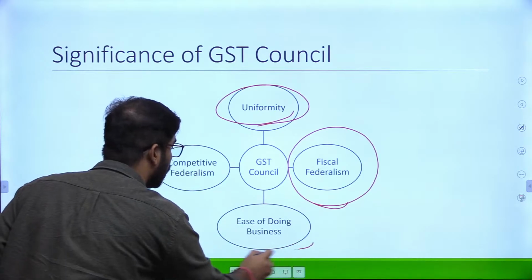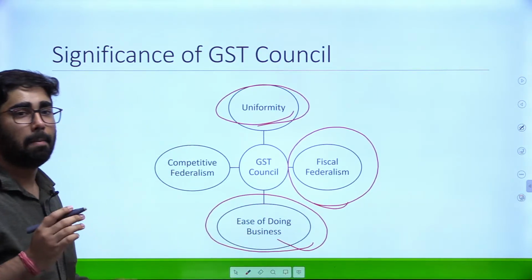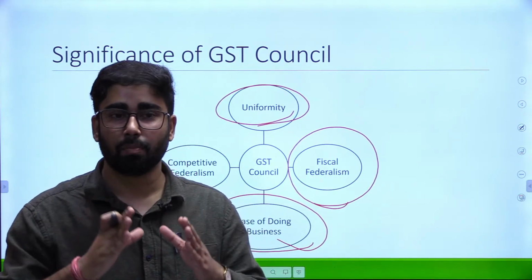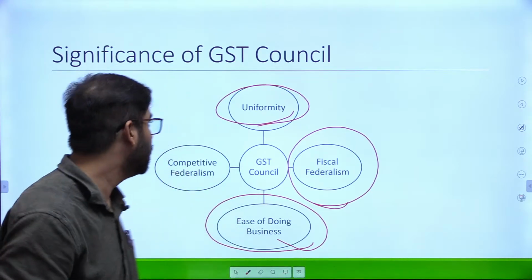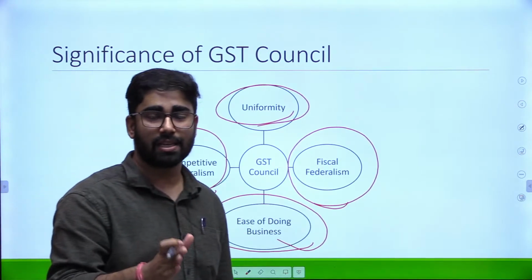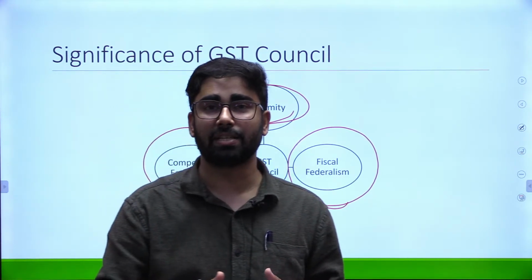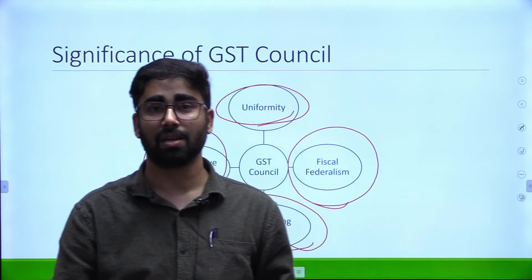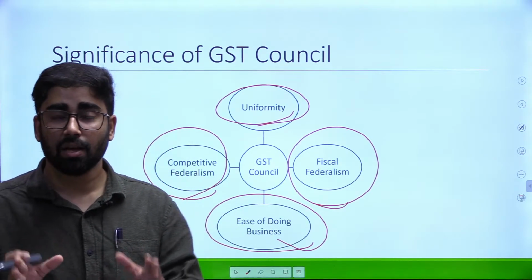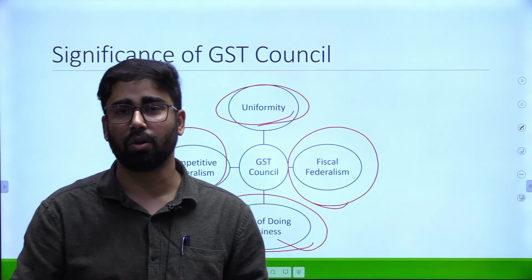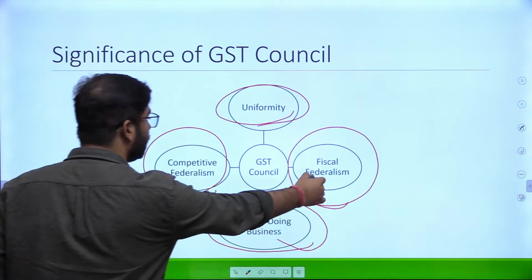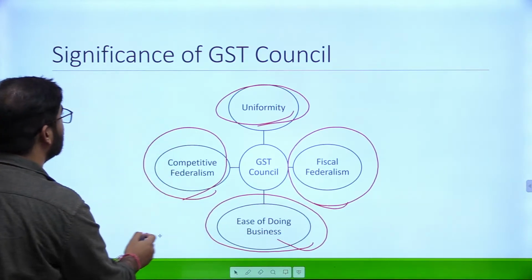Then there is ease of doing business. It promotes ease of doing business because it makes the GST rates more predictable. It brings more transparency into the working of the system. And then there is competitive federalism, that when different states come together on the GST Council platform, there is kind of competition going on between them with respect to the collection of tax. So if one state is collecting more tax and the other state is not able to collect that much tax, so there is a competition, a hidden competition going on between the states so that they can collect as much tax as possible. So इसमें we can see fiscal federalism and competitive federalism.